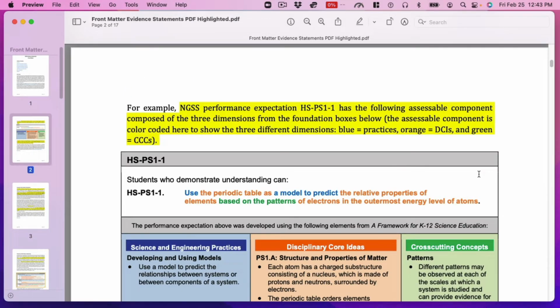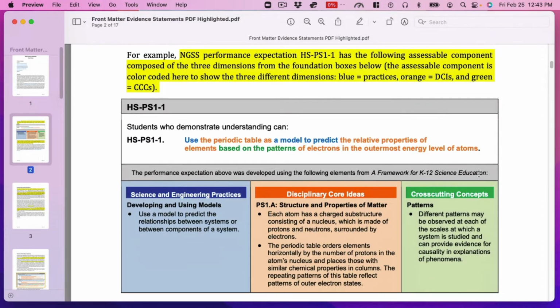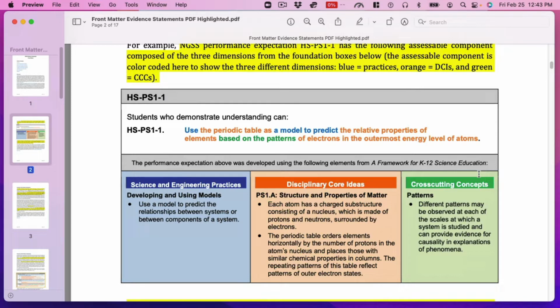So the performance expectation here has all of the accessible components that we've been talking about. We can see the science and engineering practice, the disciplinary core idea, and the cross-cutting concept are all a part of the specific performance expectation for HS-PS1-1. The science and engineering practices are in blue, the disciplinary core idea in orange, and the cross-cutting concepts in green. We know that this HS-PS1-1 is the accessible component. So this tells us what a student should be able to demonstrate understanding on.